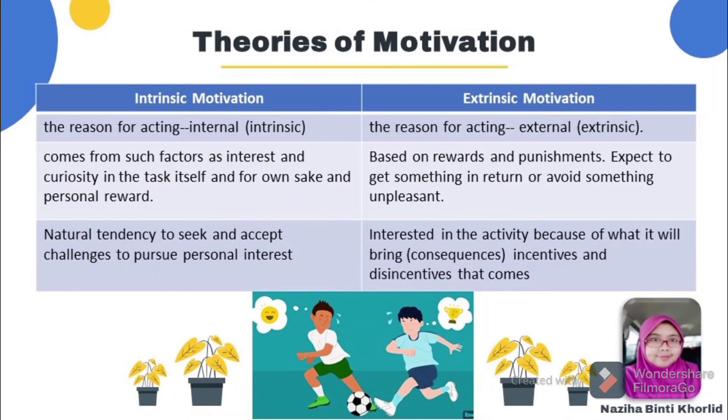The second boy is an example of extrinsic motivation. His reason is external, or extrinsic. He was acting based on reward and punishment. In extrinsic motivation, people will give effort when they expect to get something in return or to avoid something unpleasant. In other words, they are interested in the activity because of the consequences, such as the incentives and disincentives that come with it.